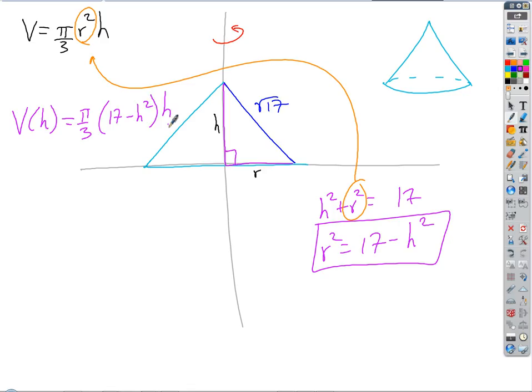What's my domain going to be for h? 0 to the square root of 17. Everybody see that?